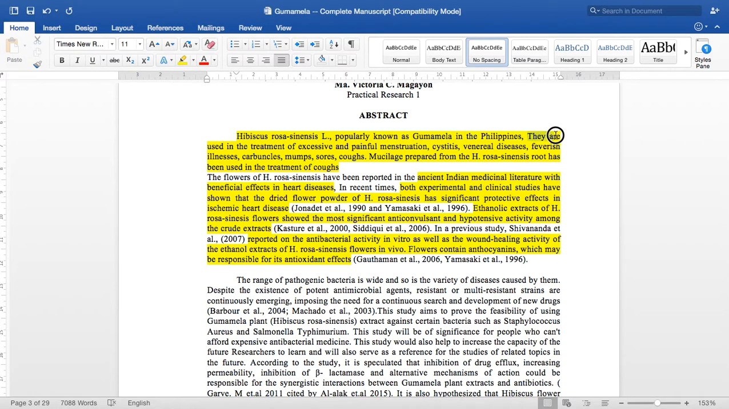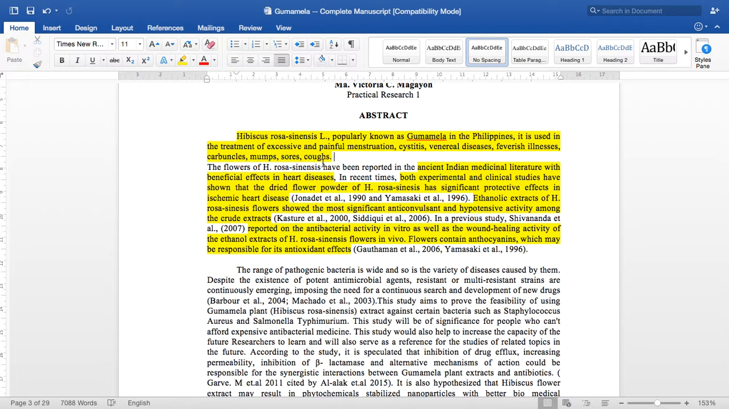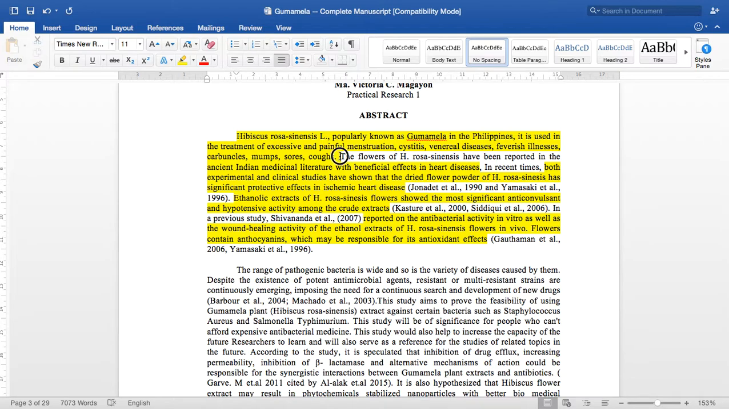So it is used as used in the treatment of menstruation. Then okay, no need for this because it is already here. Okay. So we delete this one. We only put in ancient time.